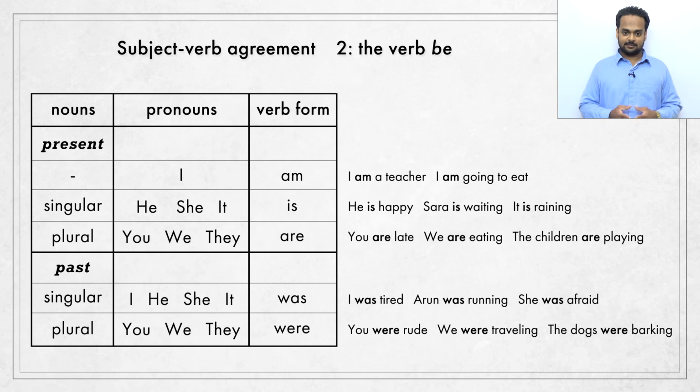The dogs were barking. You see that some of these sentences have continuous verbs: am going, is waiting, is raining, are playing, was running, were traveling, were barking. These are in the present or past continuous tenses, but the form of the verb be, am, is, are, was, and were, is what changes depending on the subject. If you memorize the simple rules in this table, you'll find that using the verb be correctly is really no trouble at all. All right, if you're ready, it's now time for our quiz.